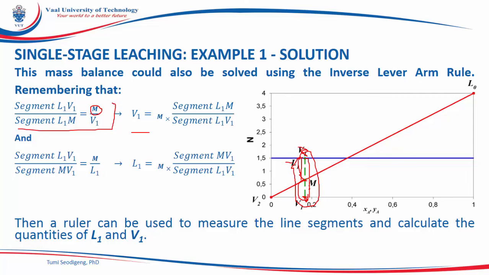You know that line segment L1 V1 is still equal to M here, and line segment M V1, which is this line segment here, from the mixing point to this end, represents L1. Then you can find this expression that relates L1 to the line segments and the total mixture M. Then you can use a ruler to measure the line segments and then calculate the quantities of L1 and V1. This concludes this lecture. We will be carrying on in the next lecture, where we'll be looking at multi-stage cross-current leaching operation.